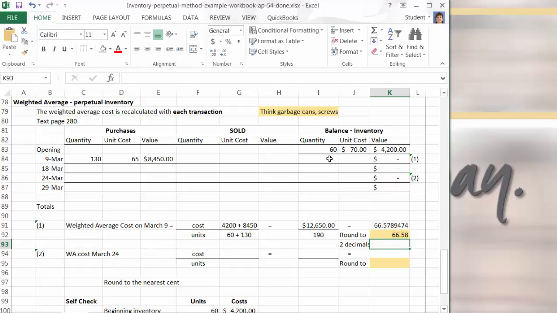So at the end of March 9th, we now have 190 units at a unit cost of $66.58, total value $12,650.20. On the 18th of March, we sell 70. We'll sell them at the unit cost of $66.58, or a sale value of $4,660.60. What's left in inventory? Well, we had 190, we sold 70, so there are 120 left. Our unit cost is $66.58.